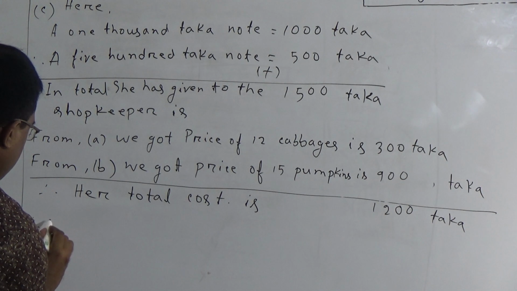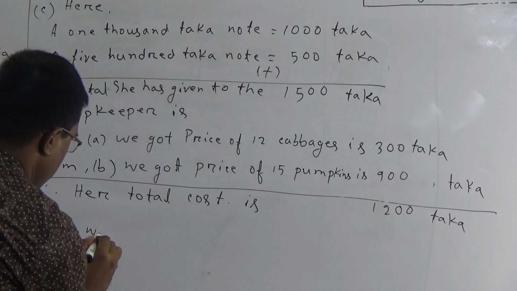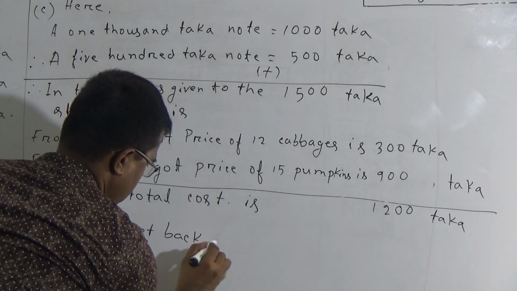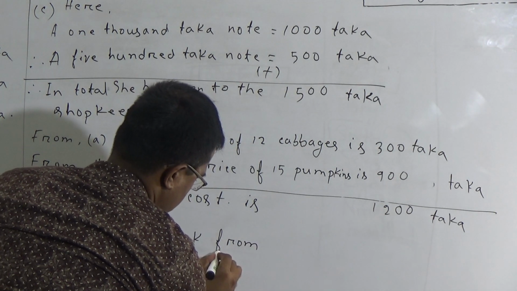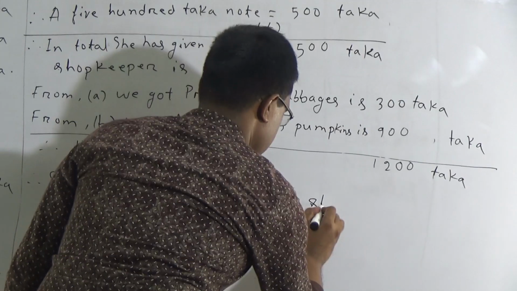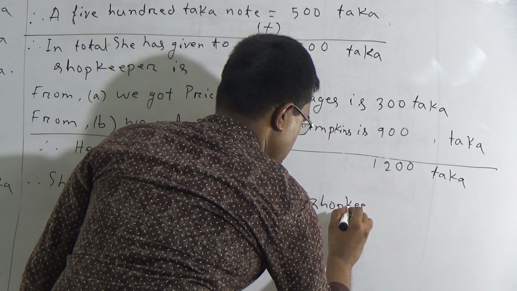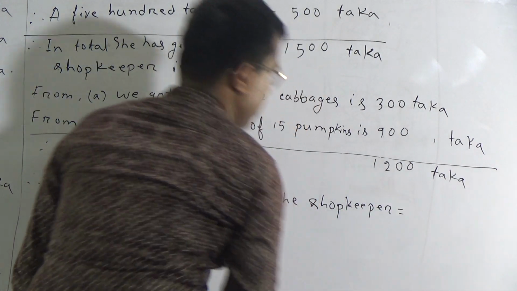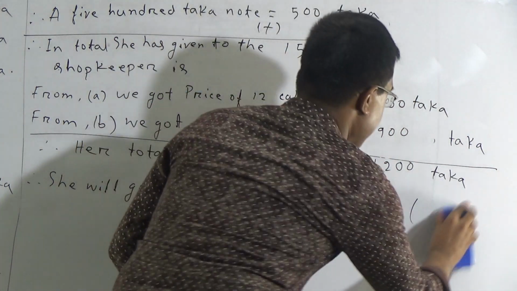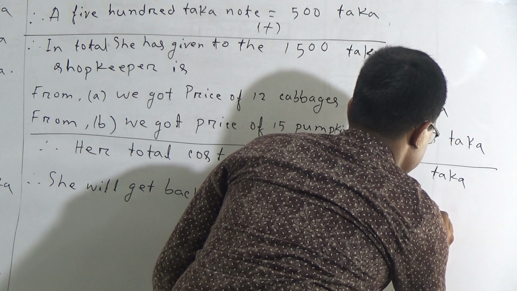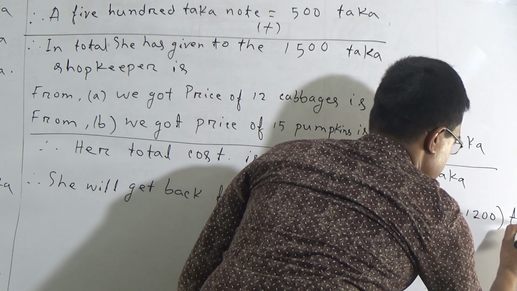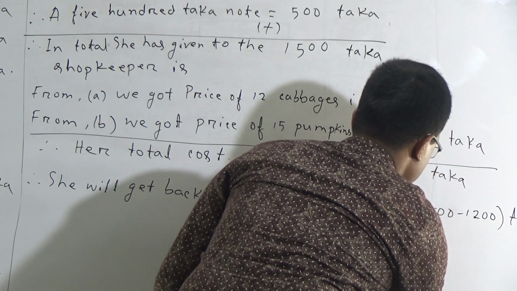Therefore, she will get back from the shopkeeper is equal to 1500 minus 1200. If we subtract, then it will be 300 taka.